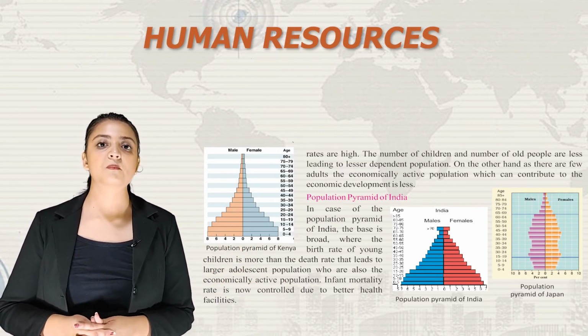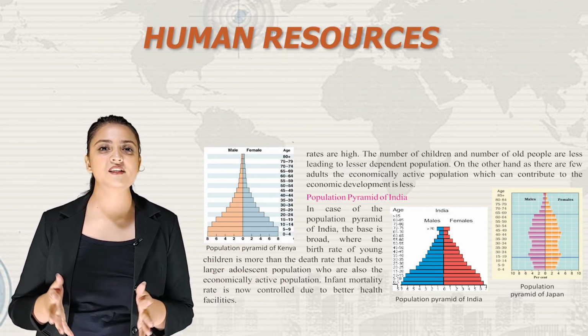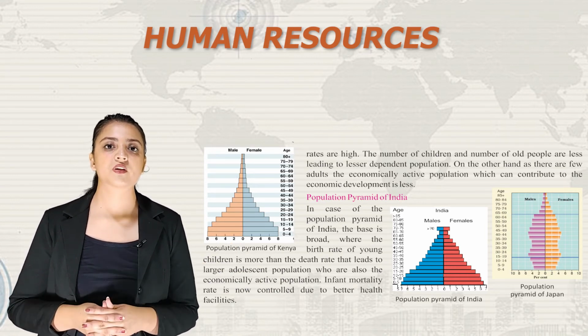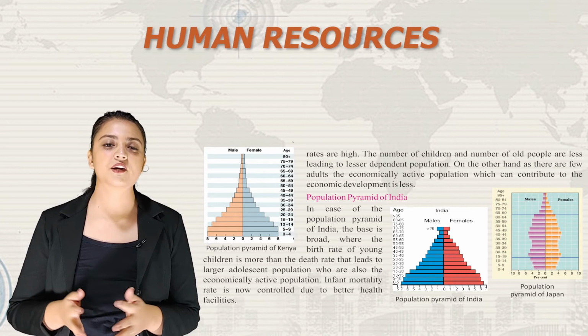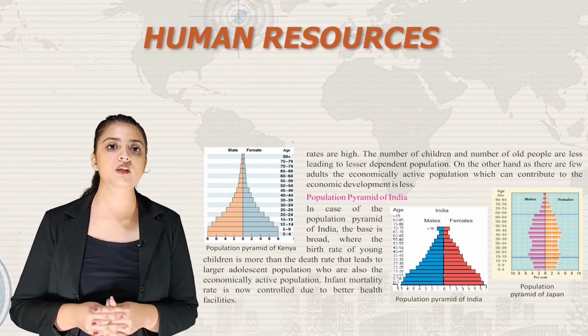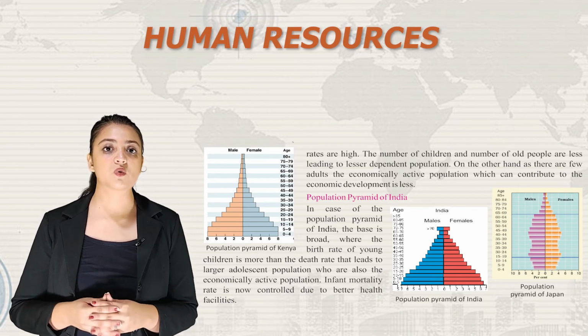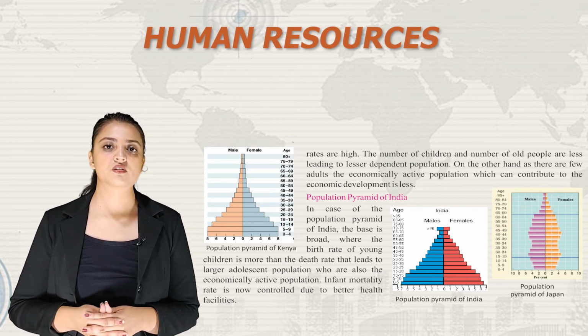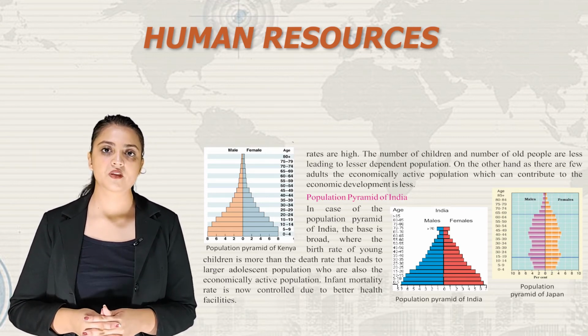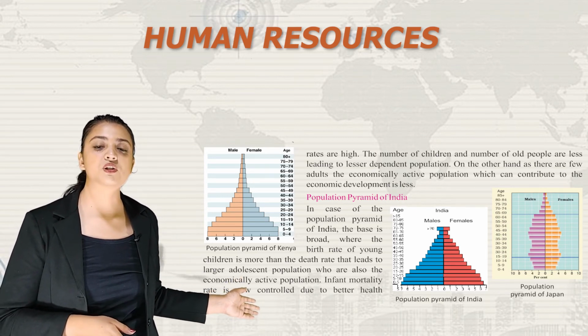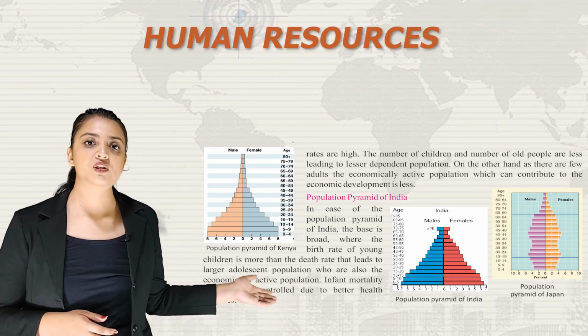Now, let's talk about the population pyramid of India. In the case of India, the base is broad, where the birth rate of young children is more than the death rate, which leads to a larger adolescent population, who are also the economically active population. Infant mortality rate is now controlled due to better health facilities. Here is an image of the population pyramids of India, Japan, and Kenya.